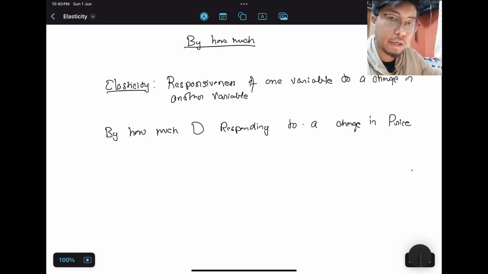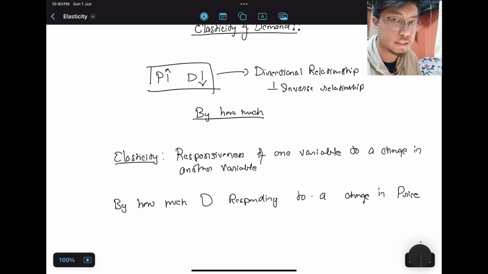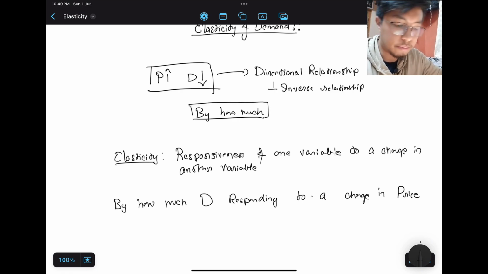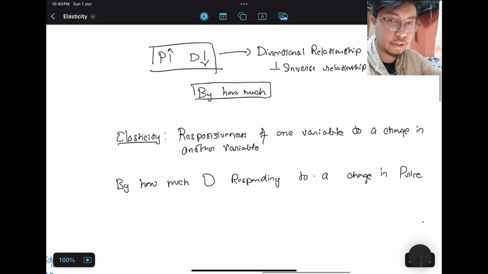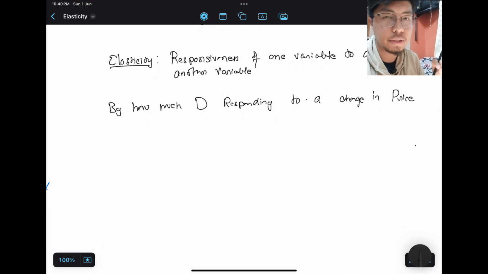Because the law of demand says when prices increase, demand decreases. Now elasticity is telling us by how much, when prices increase, our demand falls. That is all; the concept is just this. I hope you get it. Elasticity just talks about the responsiveness of one variable to a change in another variable. If those two variables are demand and prices, you're saying by how much is my demand responding to changes in price. That is all you're saying. That is elasticity of demand.